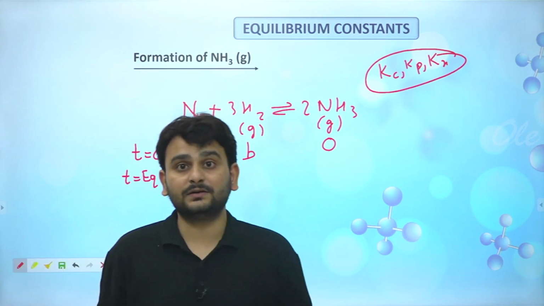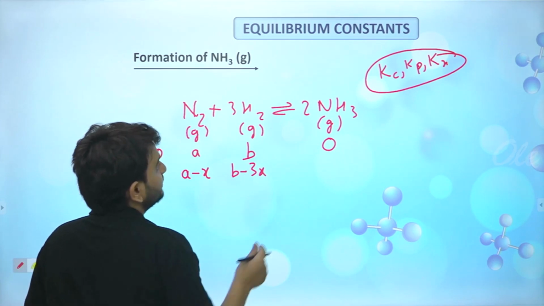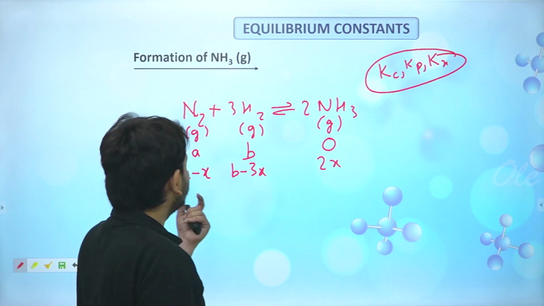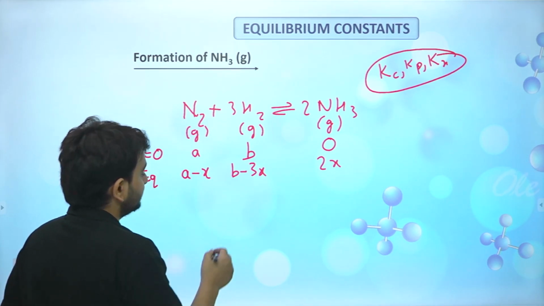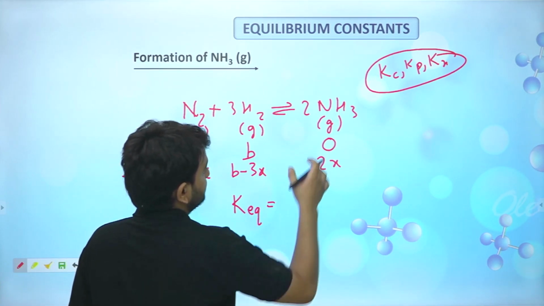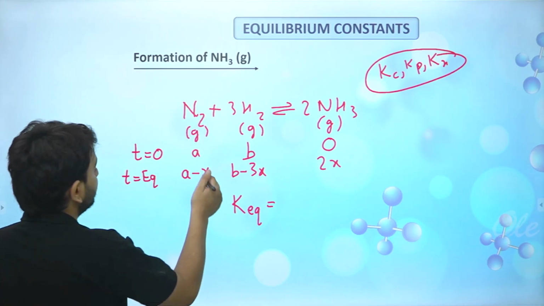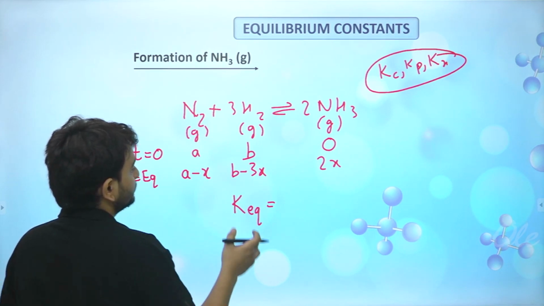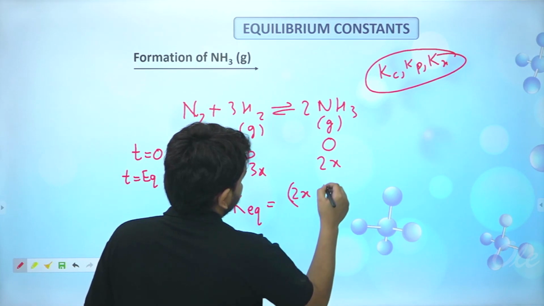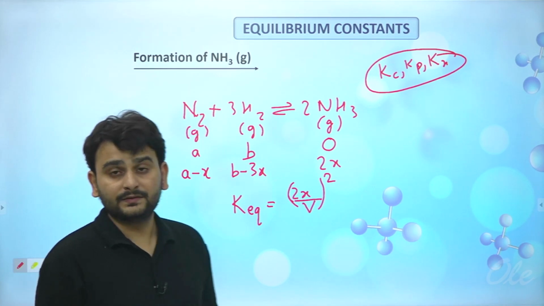Now, it won't be B minus X. We've studied this in stoichiometry as well. It will be B minus 3X, and what will be formed over here will be 2X. So if you go and write the equilibrium constant, K equilibrium would be the concentration of products raised to the power of their stoichiometric coefficients. We are talking about the concentration. So it will be 2x divided by V, raised to the power 2.